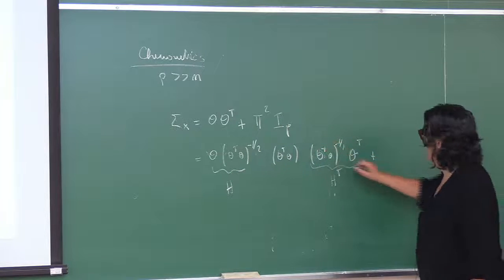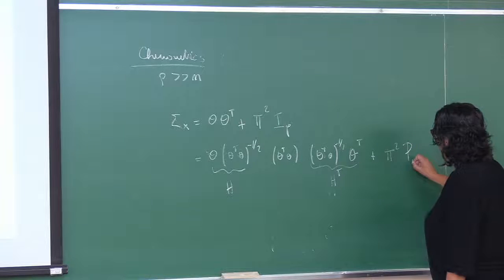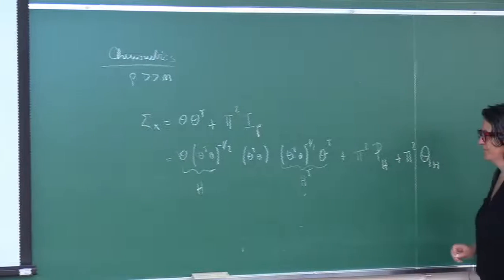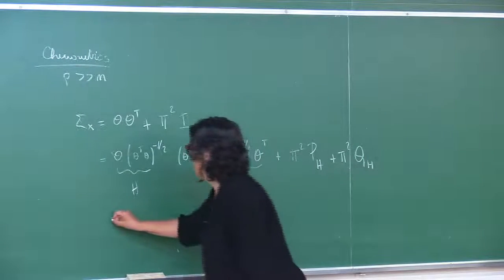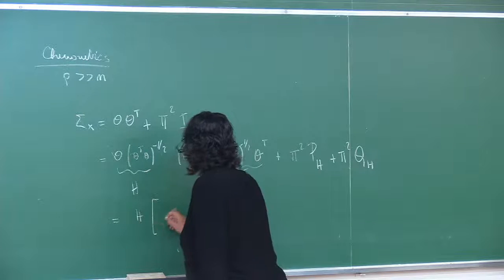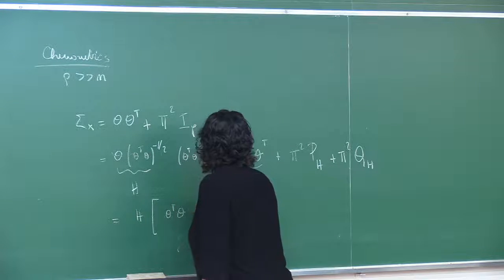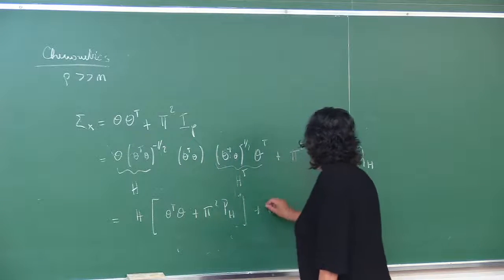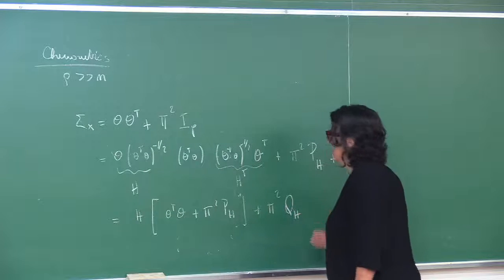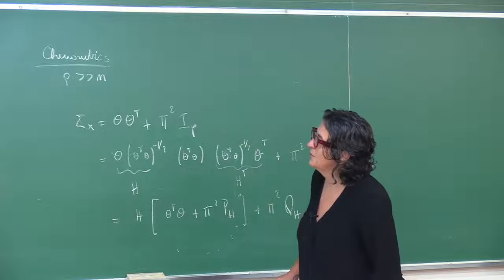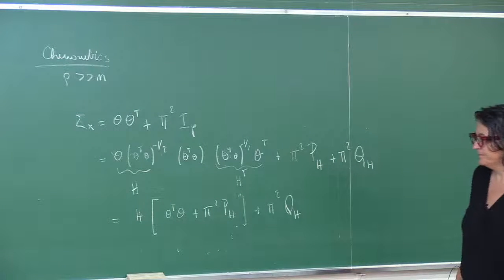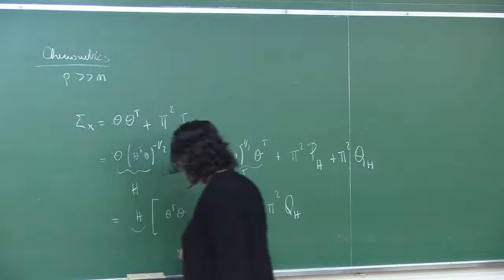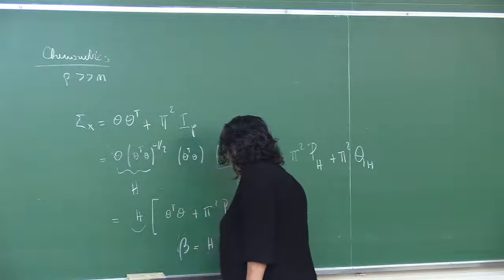And of course, the identity can always be written as a projection onto a space plus a projection onto the orthogonal complement. And then I write this with H as a common factor: H (theta transpose theta plus pi squared) H transpose plus pi squared Q_H. Pi squared was the variance of X. And I told you this H is going to be my W, because beta, if it's a linear model, is contained in this H.